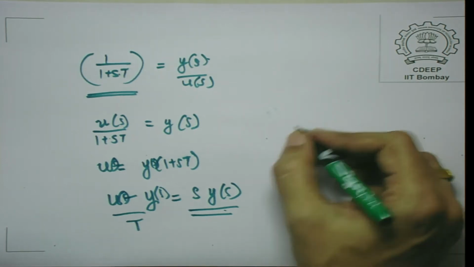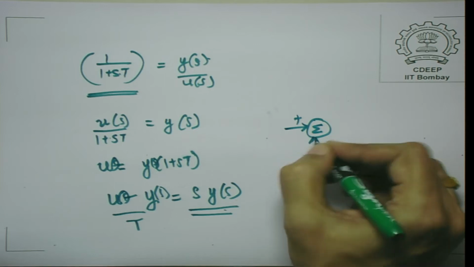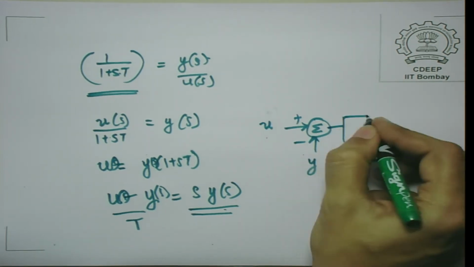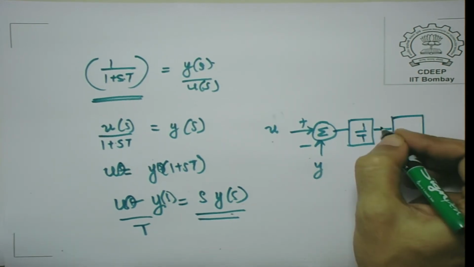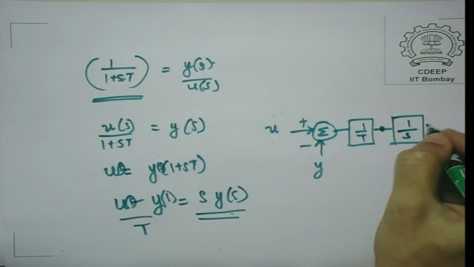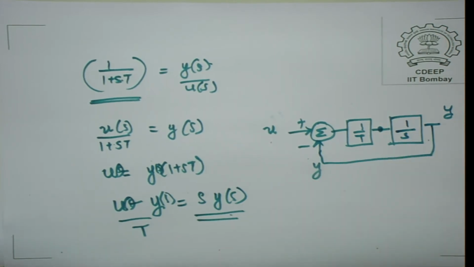So, you can represent this quite well. This is plus and this is minus, and this is u and this is y, and in fact 1 upon T times (u minus y), if you integrate, this is equal to the derivative of y. So, if you integrate it, you will in fact get y. So, this is the block diagrammatic representation.